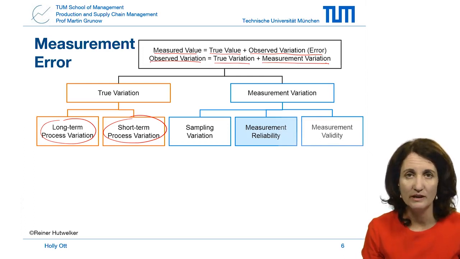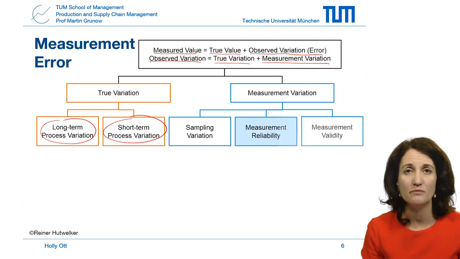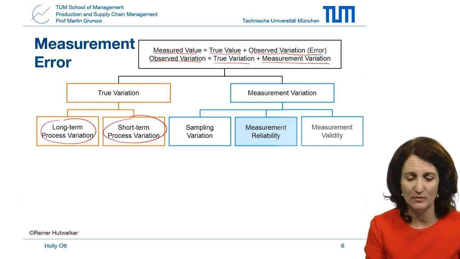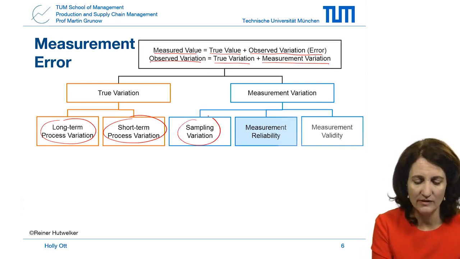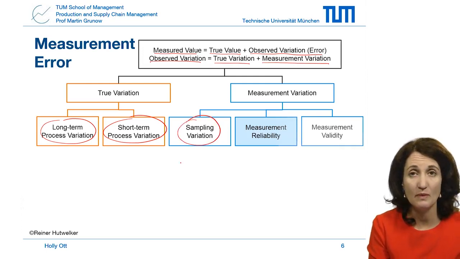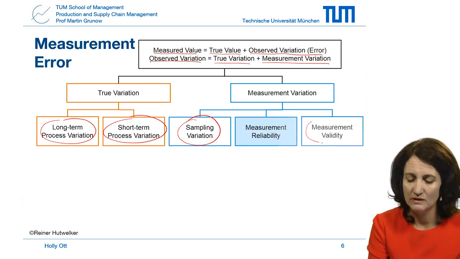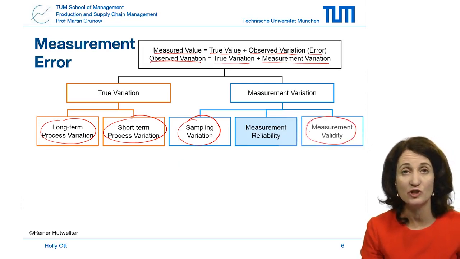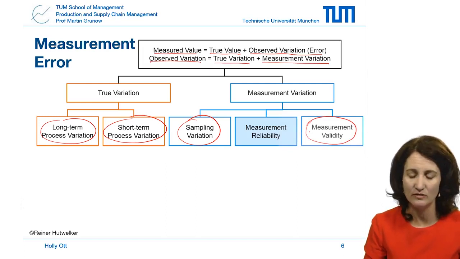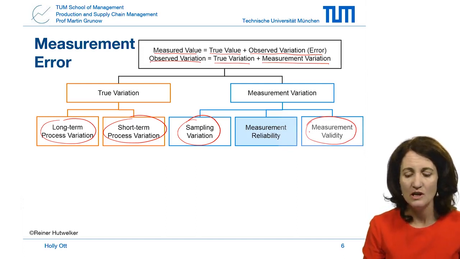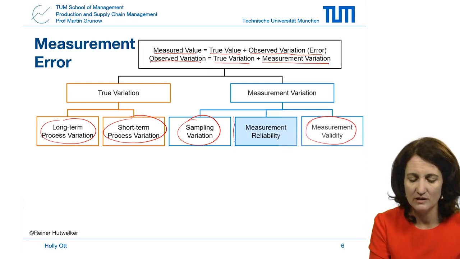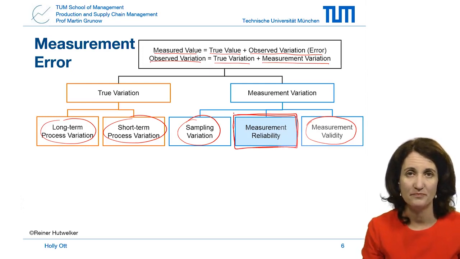This error variation, or measurement variation, can be due to several reasons. For example, sample variation or errors in sampling. It can also be due to finding out that the measurement you're trying to make is not really valid for the goal you're trying to achieve. What we're going to focus on here is measurement reliability. This is an important part of the MSA.